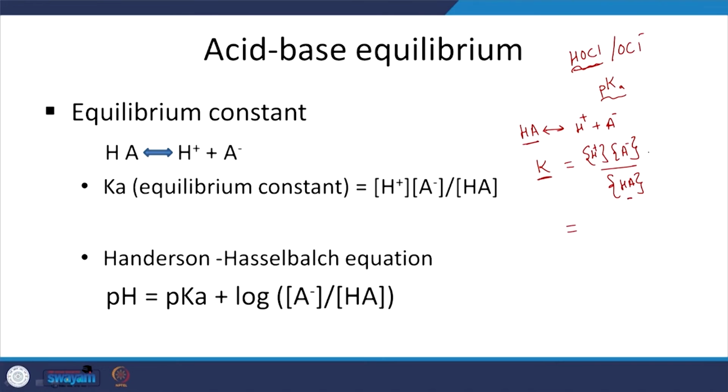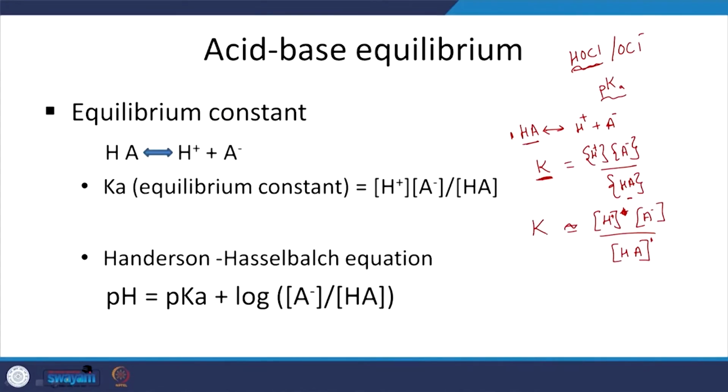In this class, we are not going to use activities. So we are going to approximate it by the concentration of H plus times the concentration of A minus over the concentration of HA. If it was 2 HA, then it would have been HA squared, but that is not what we are looking at. The stoichiometric coefficient is only 1, so that is why it is raised to 1. Same case with H plus and A minus. So this is called the equilibrium constant. It will tell me, once the system is at equilibrium, what the scenario is going to look like. Given enough time for the system to reach equilibrium, what will it look like? So this is the equilibrium constant.